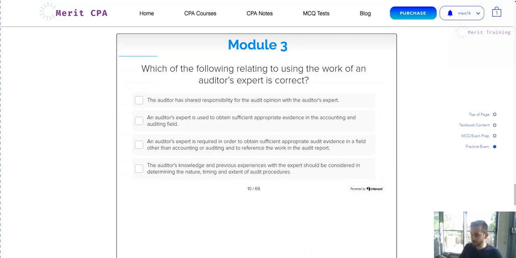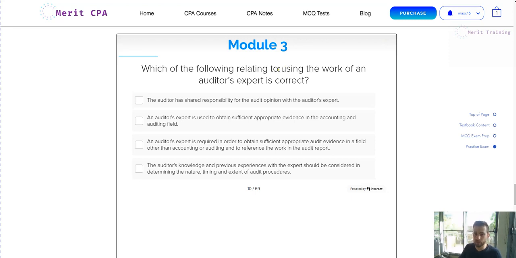All right, next question. Which of the following relating to the use of the work of an auditor's expert is correct? A, the auditor has shared responsibility for the audit opinion with the auditor's expert. B, the auditor's expert is used to obtain sufficient appropriate evidence in the accounting and auditing field. C, an auditor's expert is required in order to obtain sufficient appropriate audit evidence in a field other than accounting or auditing and to reference the work in the audit report. And D, the auditor's knowledge and previous experiences with the expert should be considered in determining the nature, timing, and extent of audit procedures.